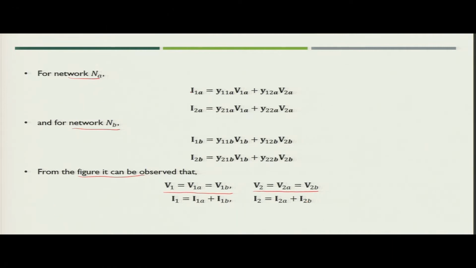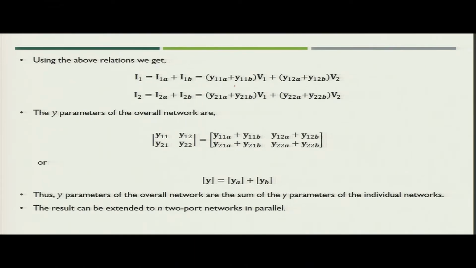So, now if we put the values of individual currents in these two equations, what do we get? We get I1 is nothing but (y11A plus y11B) into V1 plus (y12A plus y12B) into V2. Similarly, I2 we will get (y21A plus y21B) into V1 plus (y22A plus y22B) into V2. So, now these two equations are the final equations of the overall network.